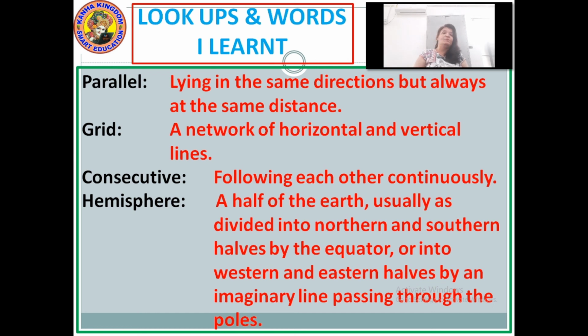What is the definition of hemisphere? The half of the earth usually as divided into northern and southern halves by the equator, or into western and eastern halves by an imaginary line passing through the poles.